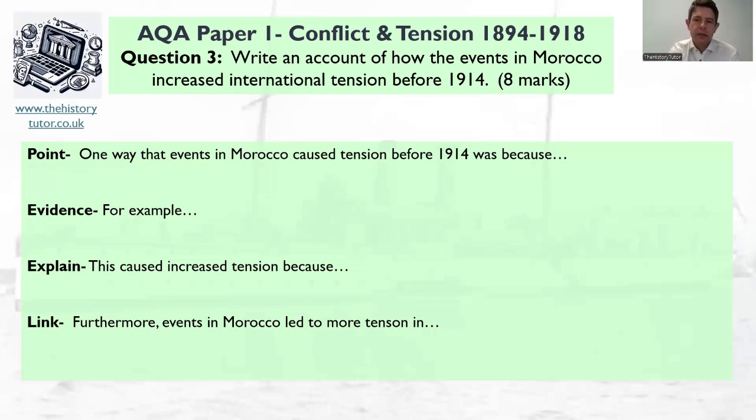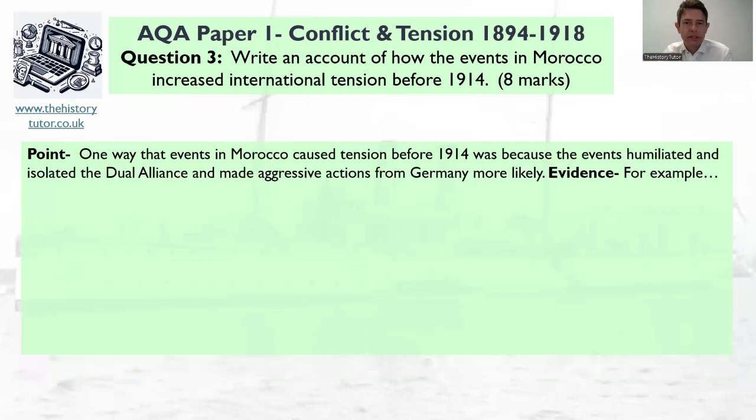So here we go. Here is my idea. One way that events in Morocco caused tension before 1914 was because the events humiliated and isolated the alliance and made aggressive actions in Germany more likely. So Germany has been isolated and is going to be more aggressive. For example, let's think about the first crisis. What examples might support that Germany is more isolated? What happens in the first event?